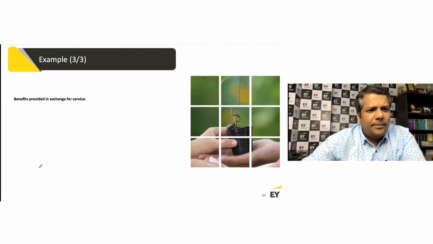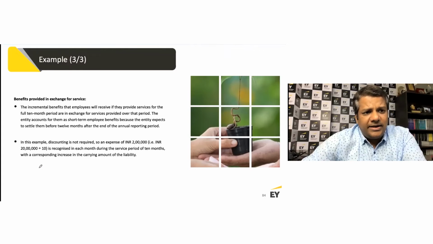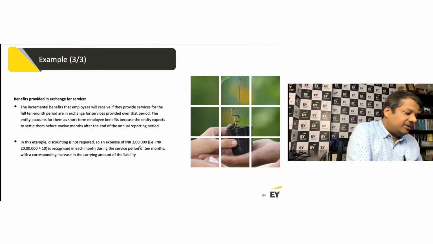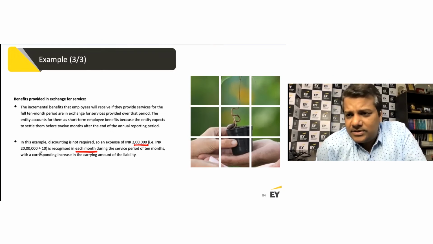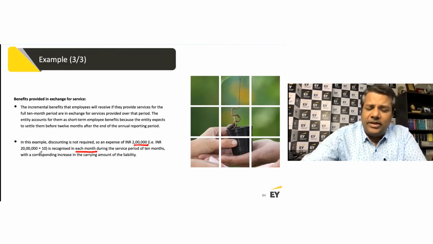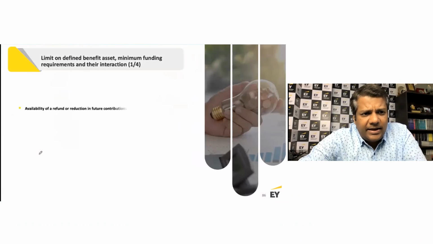So the benefit provided in exchange for services is the incremental benefit that the employee will receive if they provide services for the full 10 months, and that is 20,000, as an expense of INR 20 lakhs. In this example, discounting is not required. The expense of INR 20 lakh, 2 lakh, is recognized in each month. The total expense of 20 lakh during the service period of 10 months is recognized with a corresponding increase in the carrying amount of the liability. So let me just go back.